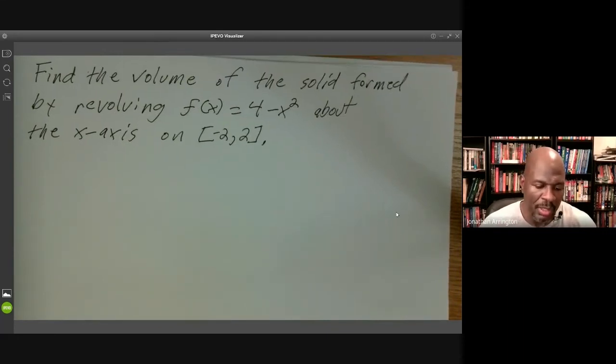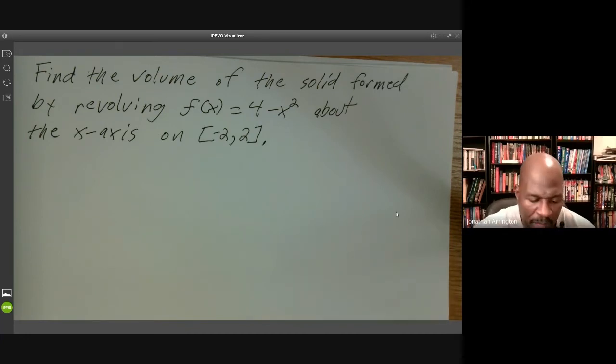So find the volume of the solid formed by revolving f of x, which is 4 minus x squared, about the x-axis on -2 to 2. And initially when doing these problems, you can think about this, of course, as a graph of a downward facing parabola whose vertex is at 0, 4, and who hits the x-axis at -2 and +2.